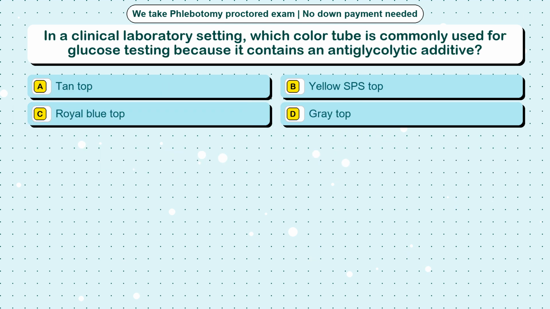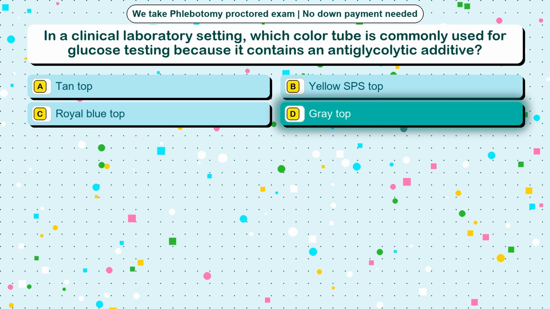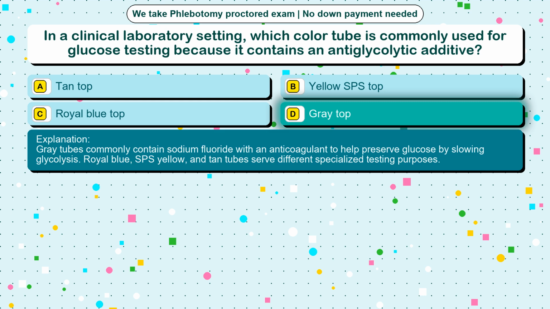Question 99. In a clinical laboratory setting, which color tube is commonly used for glucose testing because it contains an antiglycolytic additive? Option A. Tan top. Option B. Yellow SBS top. Option C. Royal blue top. Option D. Gray top. The correct answer is option D. Gray top. Gray tubes commonly contain sodium fluoride with an anticoagulant to help preserve glucose by slowing glycolysis. Royal blue, SBS yellow, and tan tubes serve different specialized testing purposes.